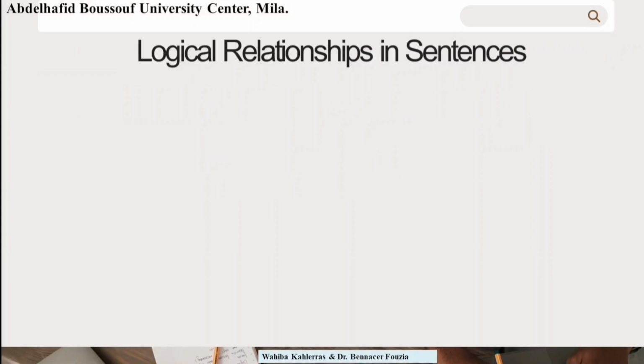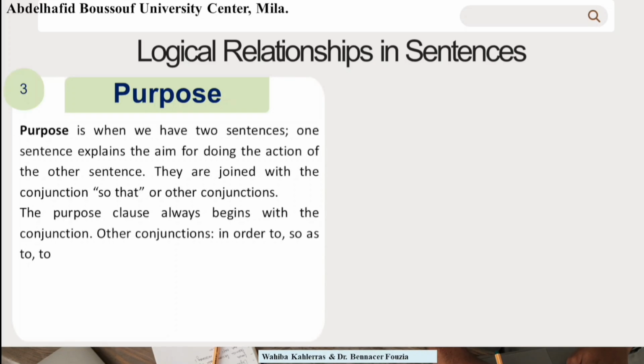Moving into another logical relationship in sentences: purpose. What do we mean by purpose? Always when we have two independent sentences, one sentence explains the aim for doing the action of the other sentence. So we can say, for what purpose am I doing this? We can join the sentences with so that or other conjunctions like in order to, so as to, and to.